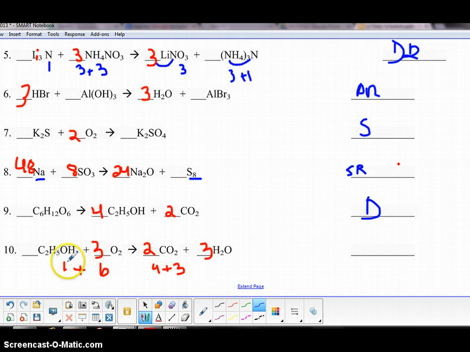Now, number 10, what do you notice? Hydrocarbon, oxygen, carbon dioxide, water. I see 4 things, which has to be then, because of those oxygen, carbon dioxide, and water, it's going to be combustion. Hopefully this helped.